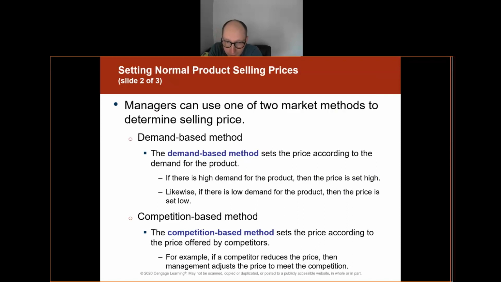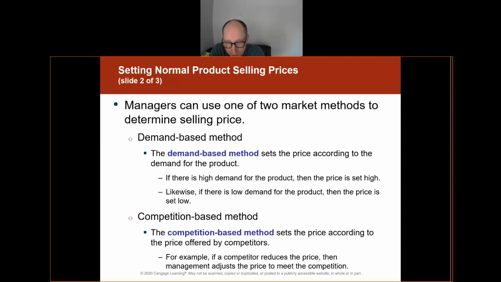Absolutely. Is it wrong or immoral to do that? No, that's just simply supply and demand. Economics, right? If the demand is low, then we want to set the price low, so we can still sell enough of it. If the demand is low and my price is high, nobody's going to buy it. Nobody wants to buy it anyway, right? That's supply and demand. So that's what we call demand-based method for pricing your products.